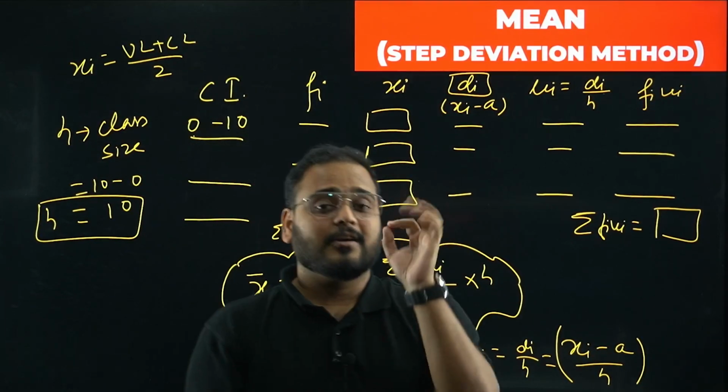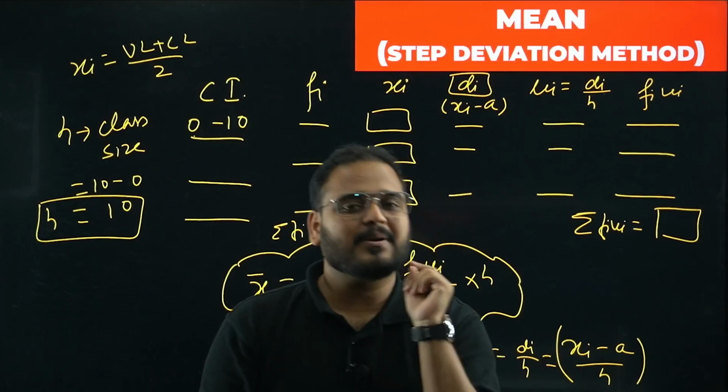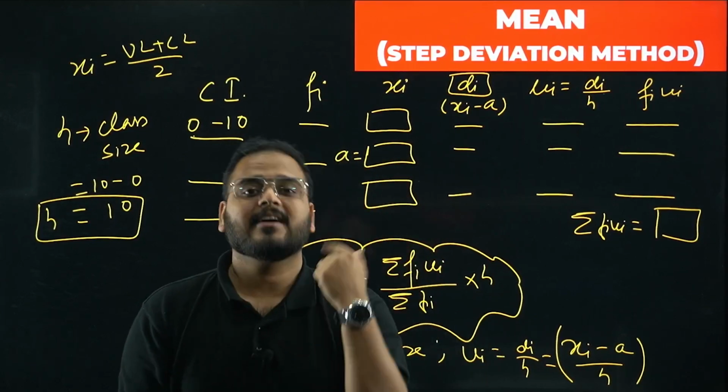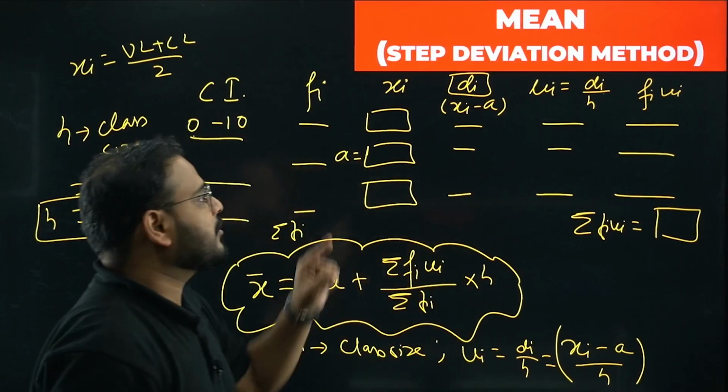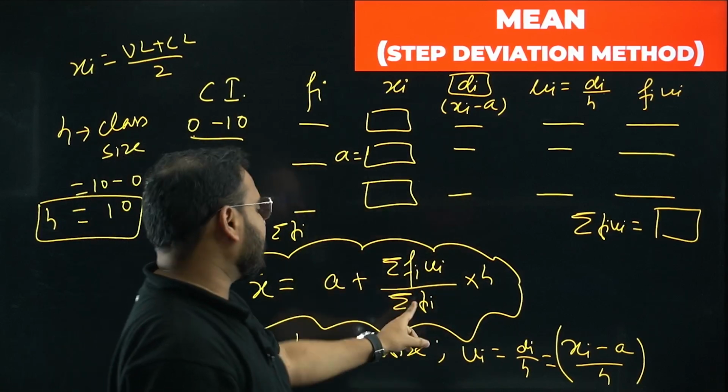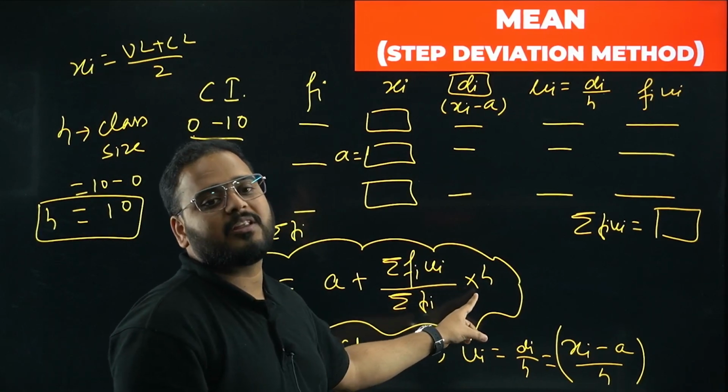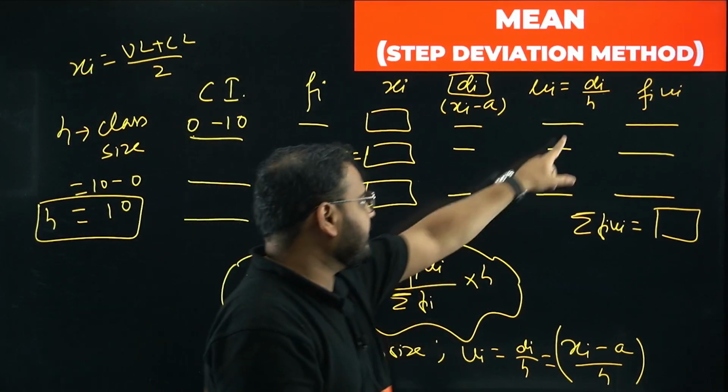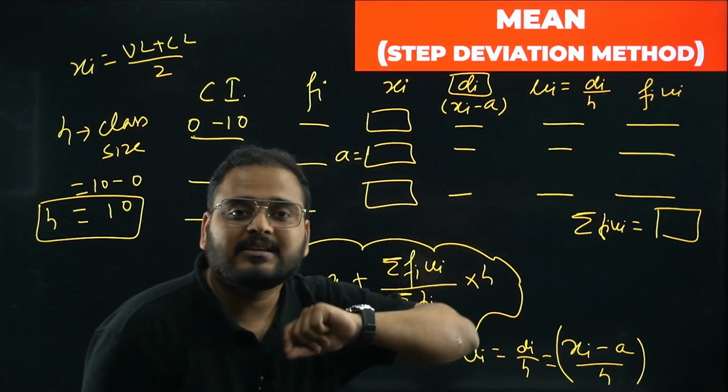Direct method, simple: sigma fi xi by sigma fi. Assumed mean method, you have to add a, so a plus sigma fi di by sigma fi. And in the step deviation method, you have to create the step, so fi ui will come and you'll have h over here in the multiplication because of the division by h in the ui. Is that clear?